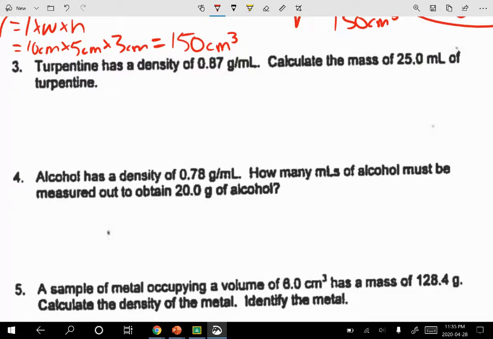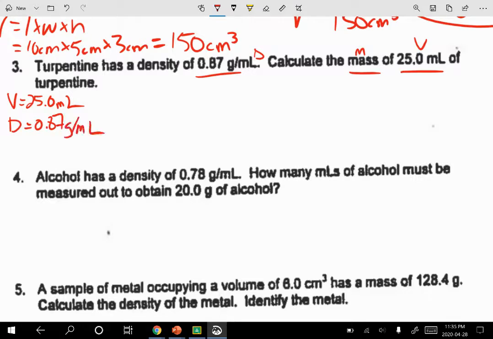All right, let's have a look at the third one here. It says turpentine has a density of 0.87 grams per milliliter. Calculate the mass of 25 milliliters of turpentine. This is the volume. It says find the mass, and it gives us the density, and that's what makes this one a bit different. So I'm going to write that down. It gives me a volume of 25.0 milliliters. It gives me the density this time of 0.87 grams per milliliter. And it says find the mass. I guess I should have had a question mark in the other two.